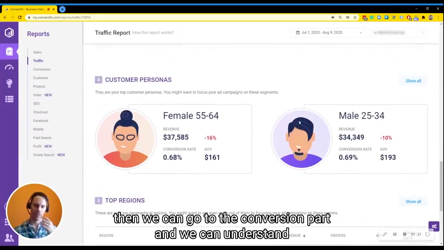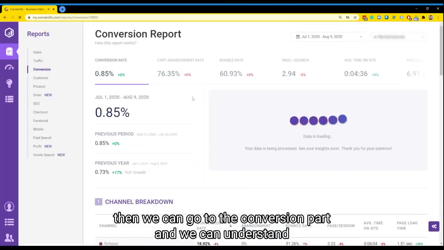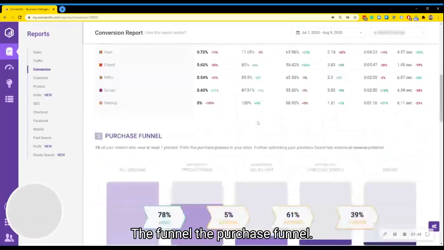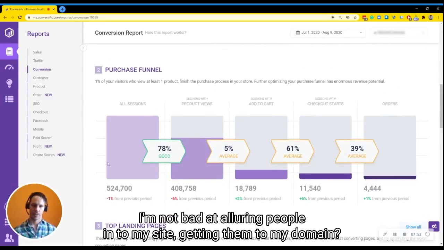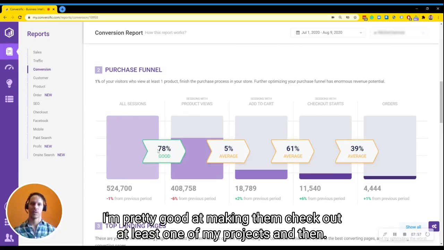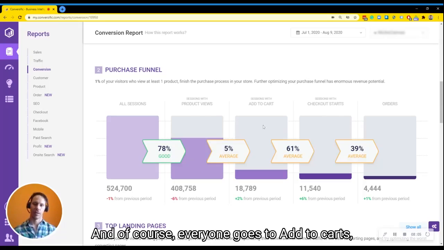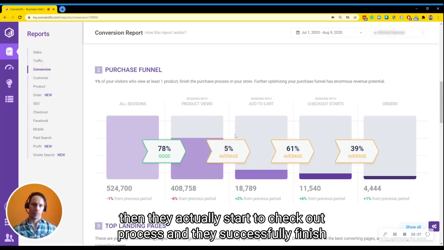Then we can go to the conversion part, and we can understand the funnel, the purchase funnel. So where do I have problems, where I excel? So I'm not bad at luring people in to my site, getting them to my domain. I'm good and pretty good at making them check out at least one of my products, and then a considerable amount goes to add to cart. Then they actually start the checkout process and they successfully finish the order.